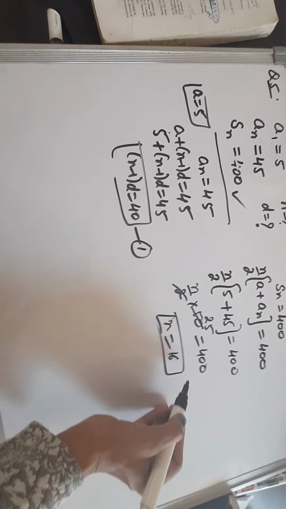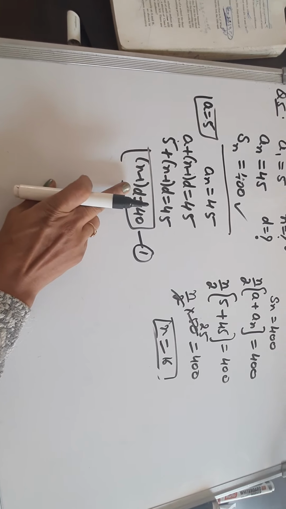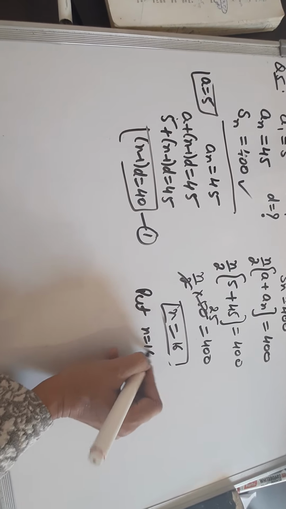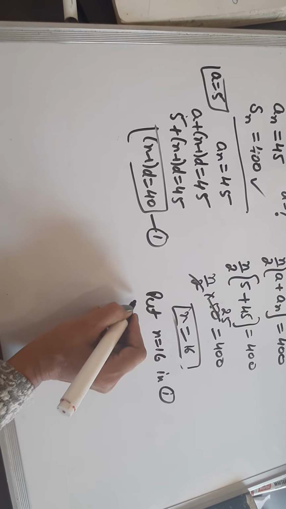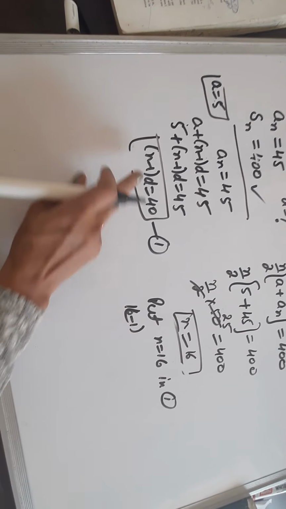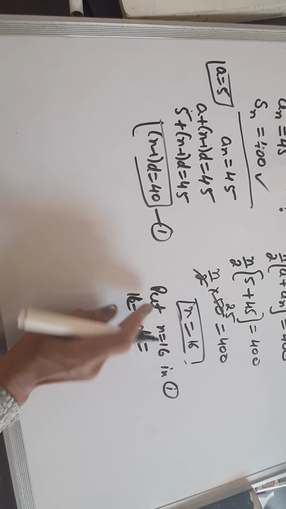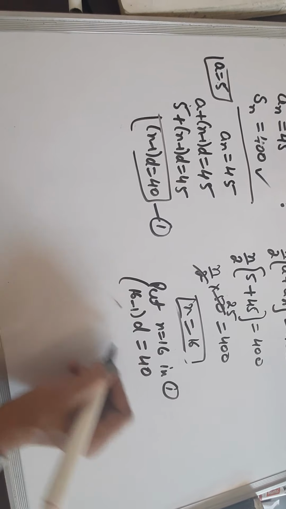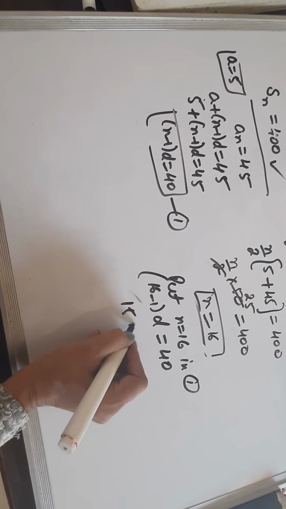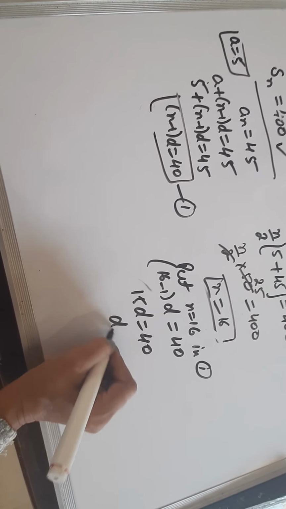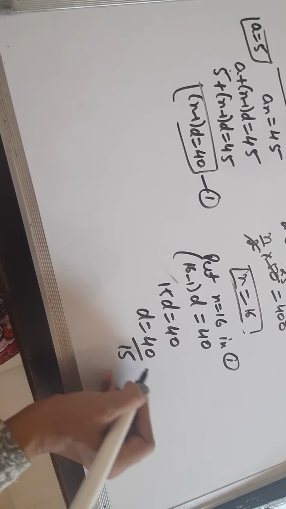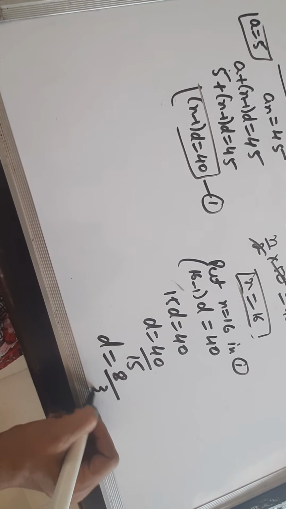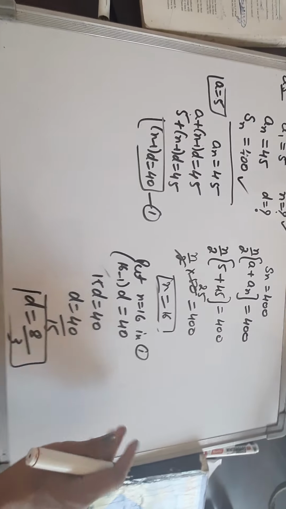So now we have the value of n. By putting the value of n in equation 1 we can get the value of d. So put n is equal to 16 in the first equation. So 16 minus 1 into d is equal to 40. So this will be 15d is equal to 40, d is equal to 40 by 15, and when you divide by 5 you will get the value of d as 8 by 3.